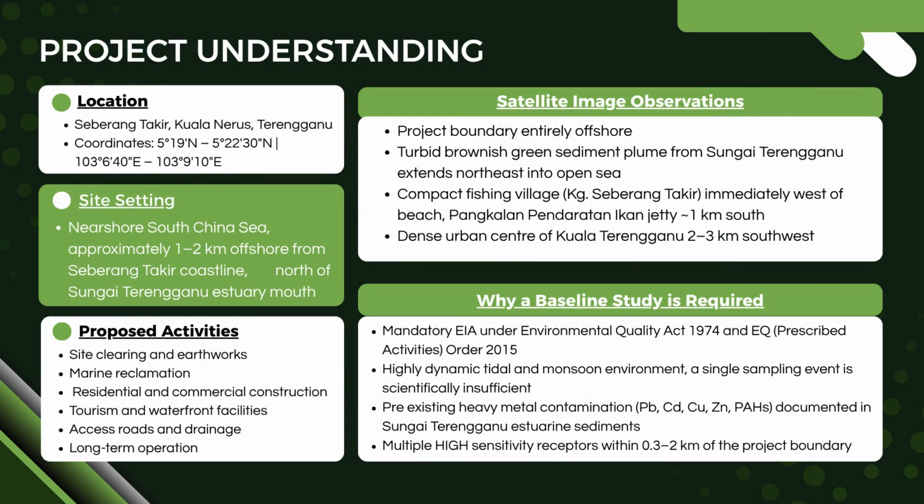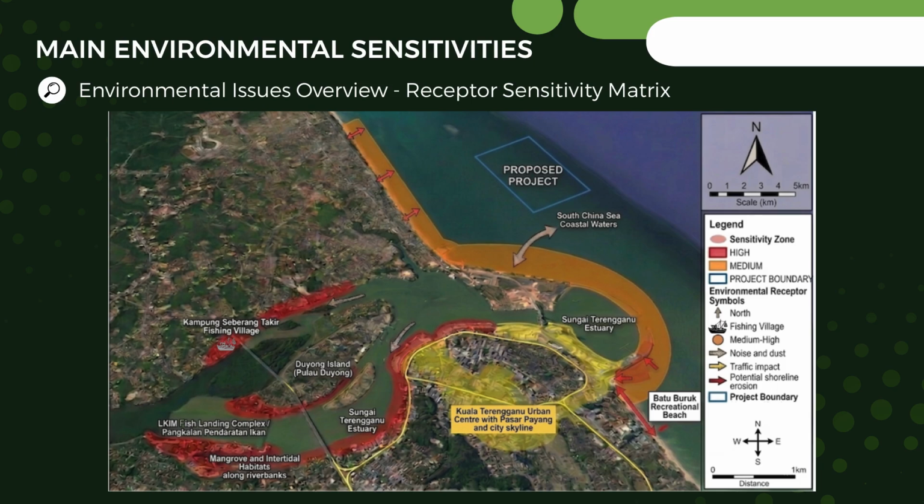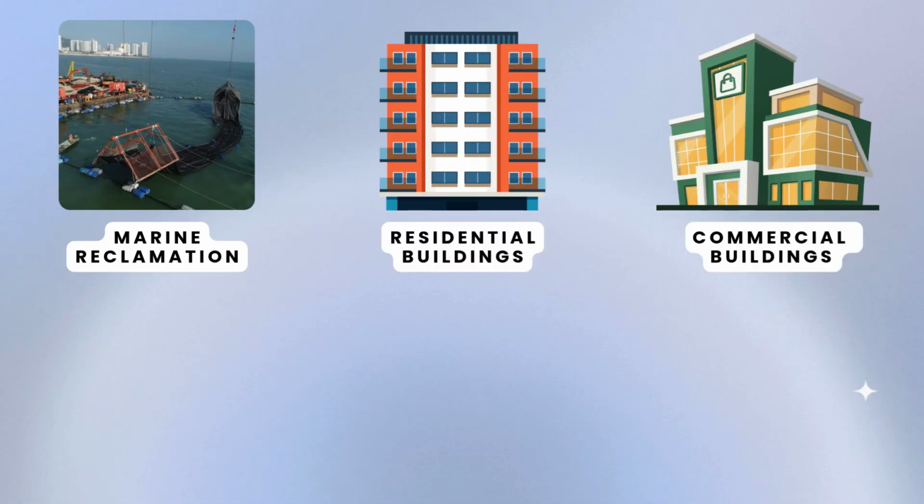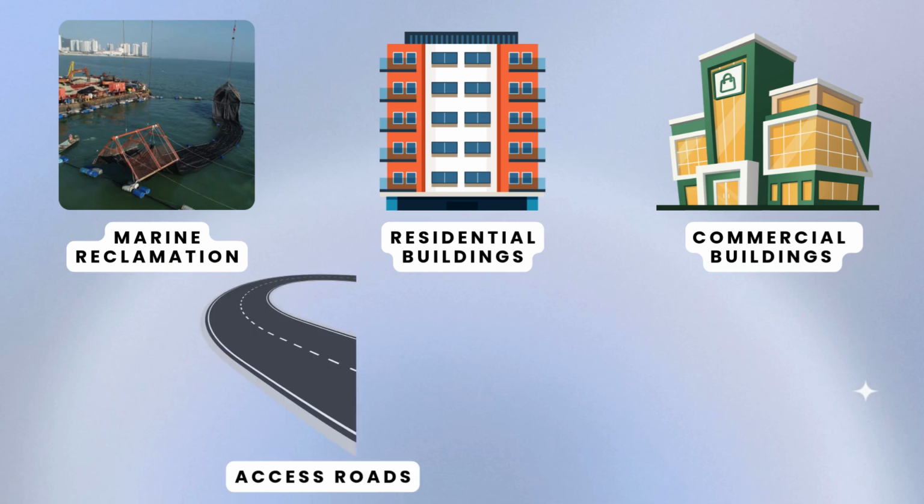This is Seberang Takir, located in Kuala Nerus, Terengganu. A proposed mixed development project is planned approximately 1 to 2 kilometers offshore from the coastline. The proposed development includes marine reclamation, residential and commercial buildings, tourism facilities, access roads, and supporting infrastructure.